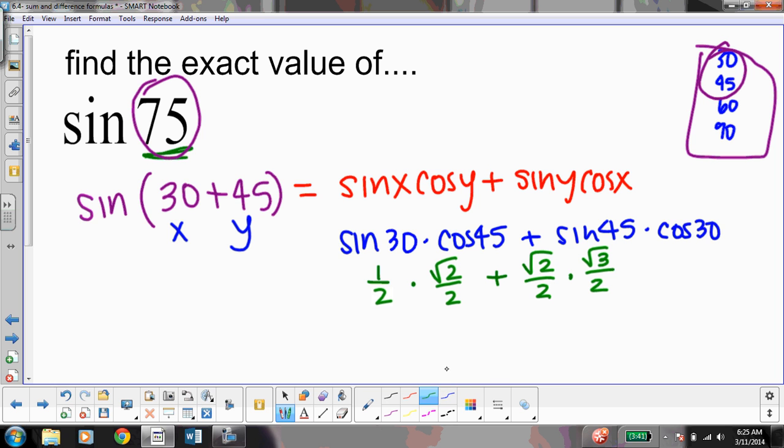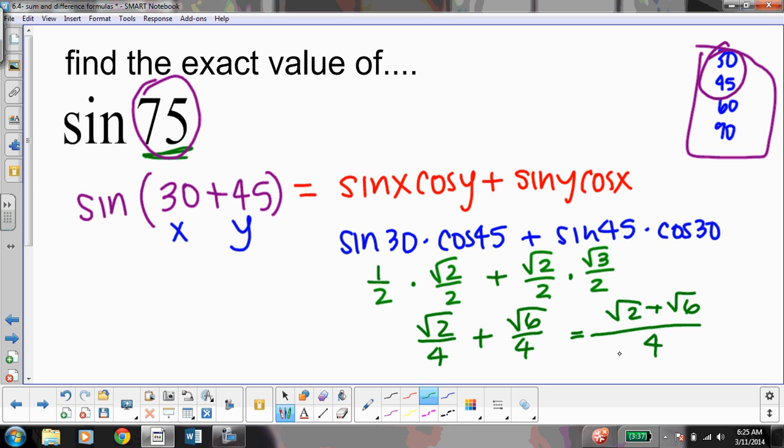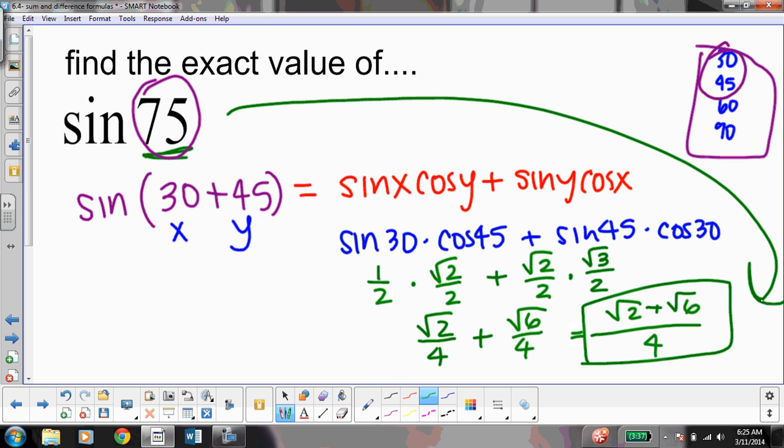Now this is just a simple adding and subtracting fractions problem. For the first fraction, I have the square root of 2 over 4. Whenever you're multiplying radicals, you multiply the numbers inside of them. So root 6 over 4. I technically cannot add together root 2 and root 6, but I can combine the fractions together to express my answer as the square root of 2 plus the square root of 6 over 4. And that is the exact value of the sine of 75.